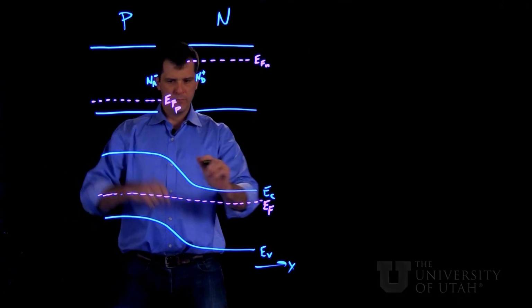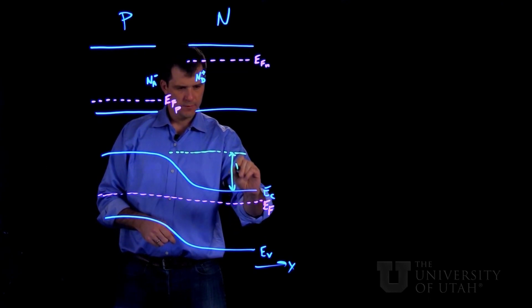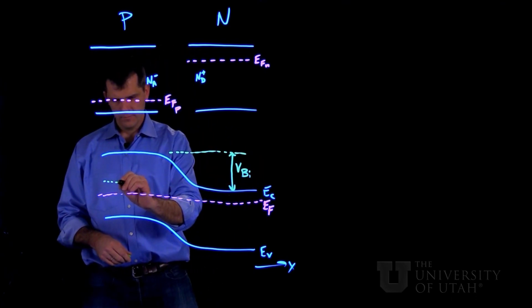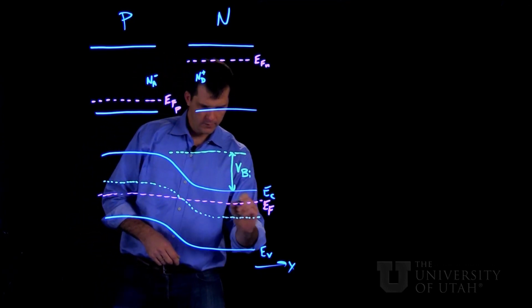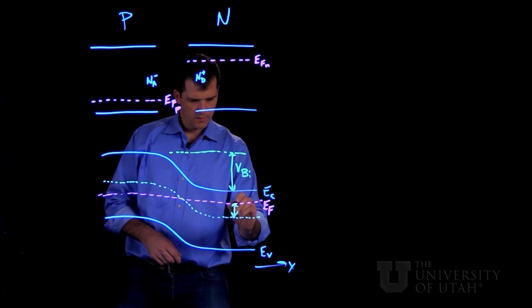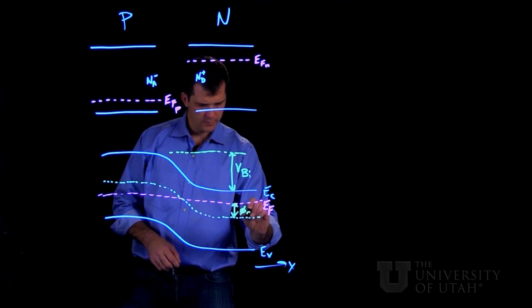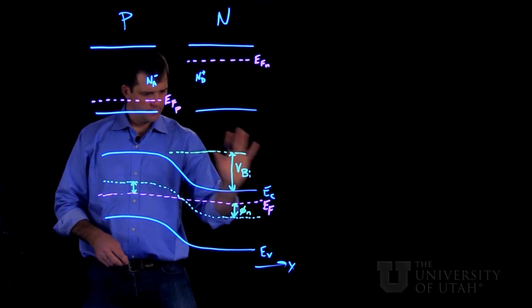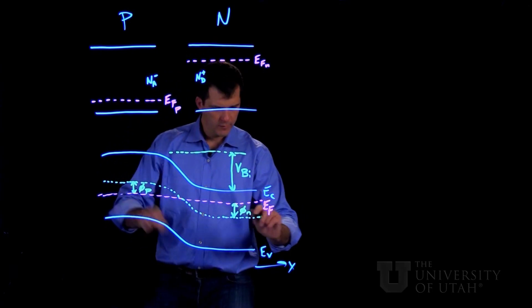Now, we can calculate the amount of band bending, meaning the magnitude of this built-in voltage, using a few different energies as reference. So in a lot of cases, it'll be convenient to use this energy difference. So here it's phi sub n, which is the difference between EI and EF on the N-type side, and phi sub p similarly on the P-type side.